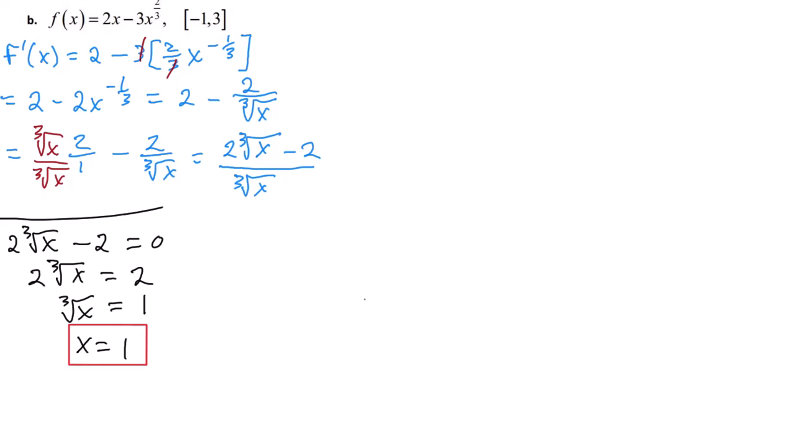Now I'm looking at the denominator. If that denominator were 0, that means my derivative function would be undefined. And that's another kind of thing I'm looking for. So where would that denominator be 0? Well, I can solve it for 0. And I get, well, when x is 0, the denominator would be 0. There's another critical number.